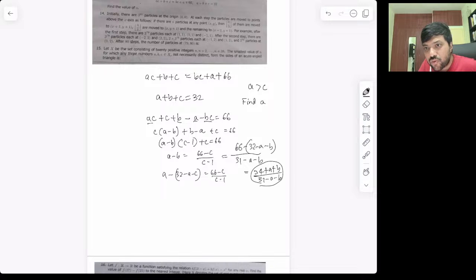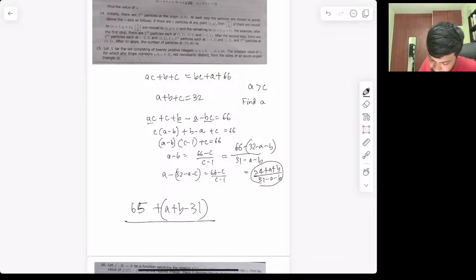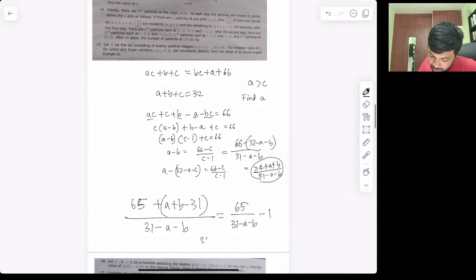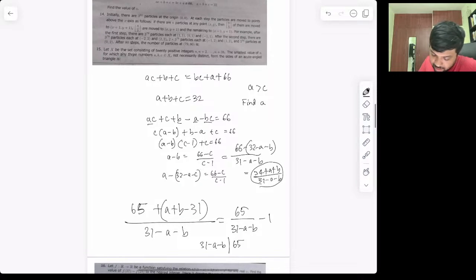So 31 minus a plus b divides 65. Yeah, that's what. So I understood what you meant. So you add 31, you subtract 31. So 65 plus a plus b minus 31. Yeah, that's what I was about to do. So I think that's what you meant. Yeah, 31 minus a minus b. And if you do this, you will see that it will be 65 by 31 minus a minus b minus 1. So therefore, you will get 31 minus a minus b divides 65, right? So therefore, you know that the factors of 31 minus a minus b are few cases.